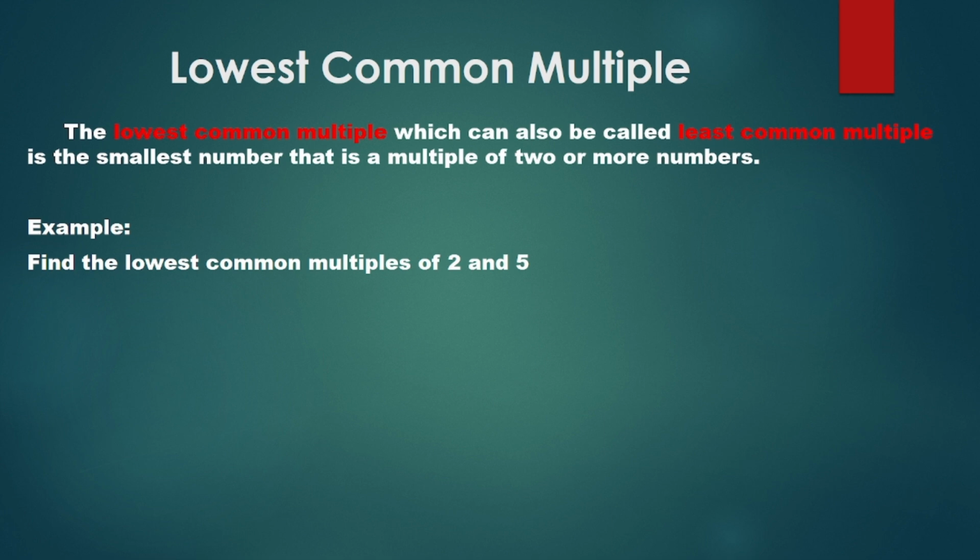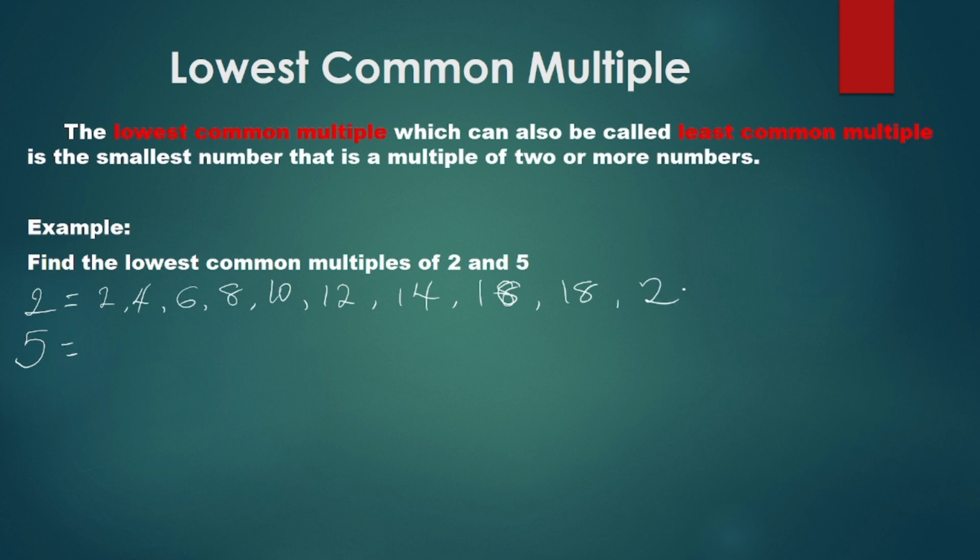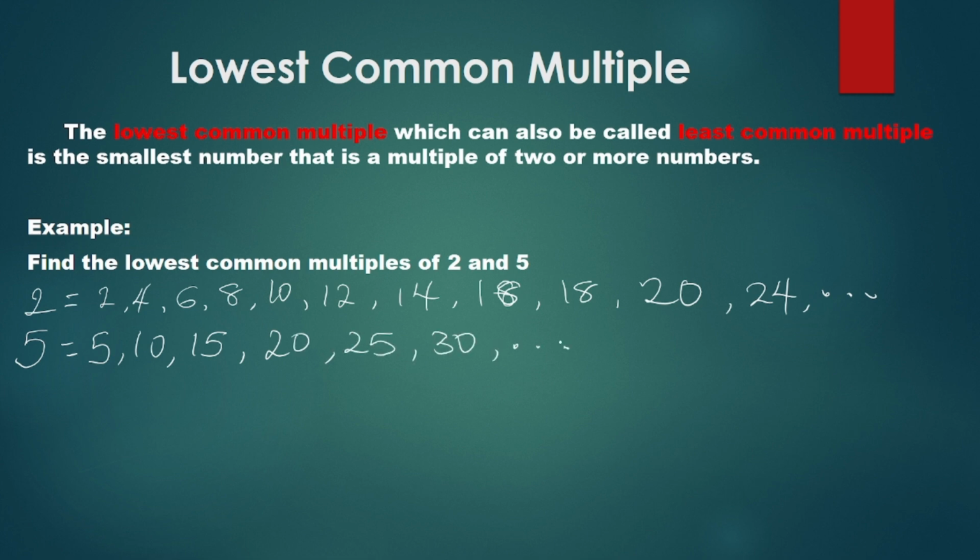The first thing you need to do is to write down some multiples of 2 as well as some multiples of 5. So multiples of 2 are 2, 4, 6, 8, 10, 12, 14, 16, 18, 20, 24, and so on. While some multiples of 5 are 5, 10, 15, 20, 25, 30, and so on.